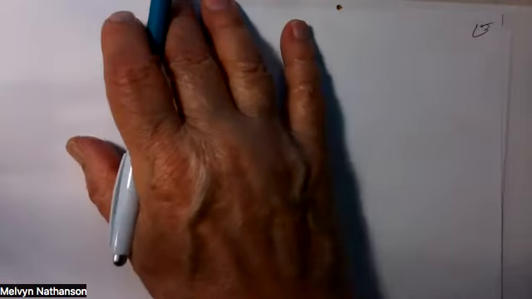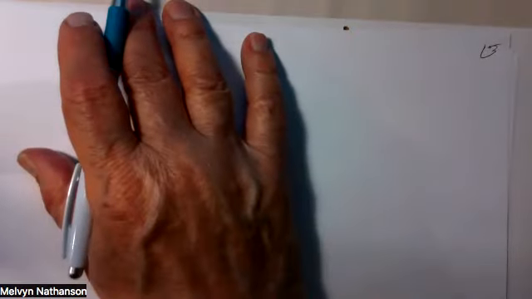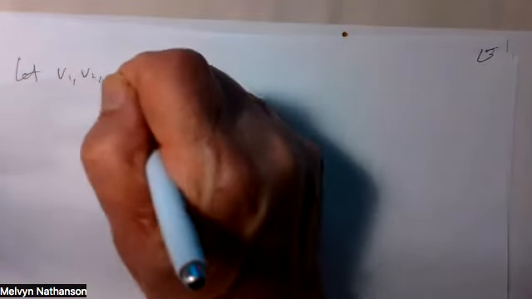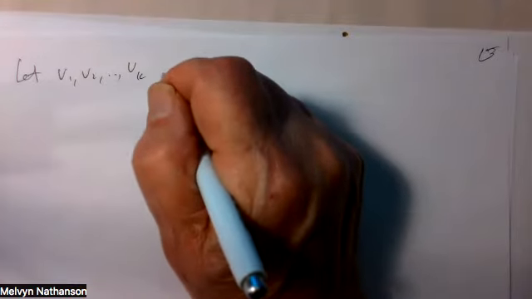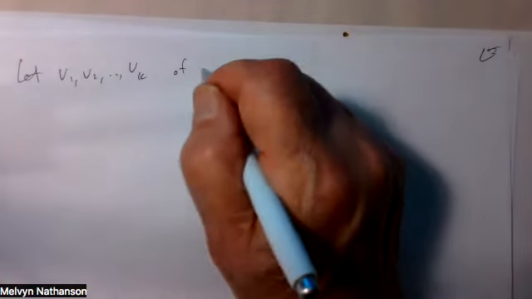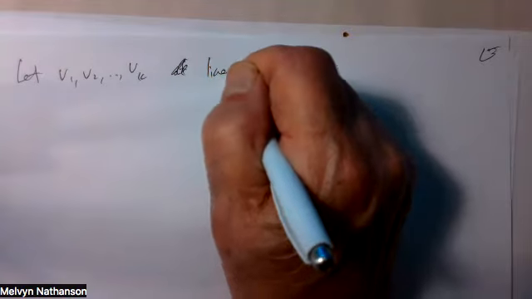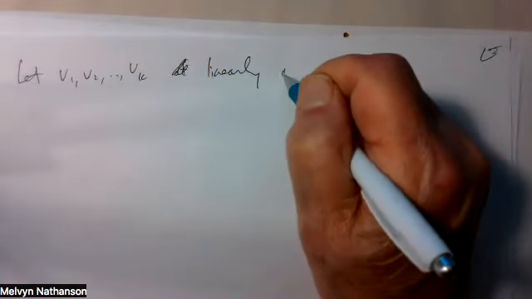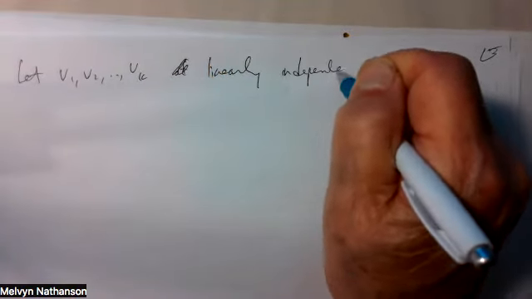So linearly independent vectors are very important. They have several very nice properties. One is the following. Suppose that v1, v2, up to v sub k is a sequence of linearly independent vectors.